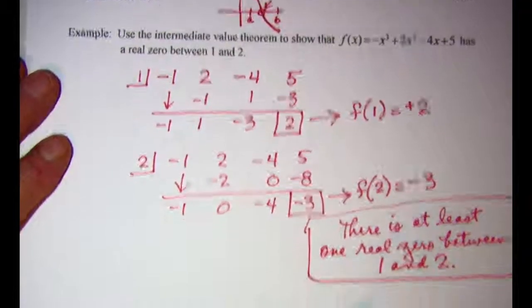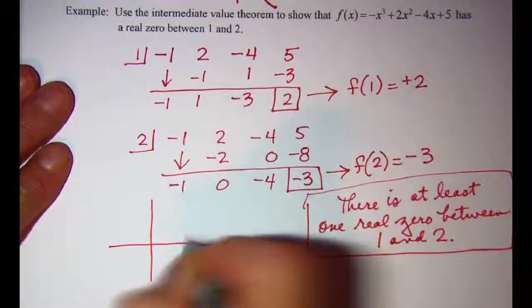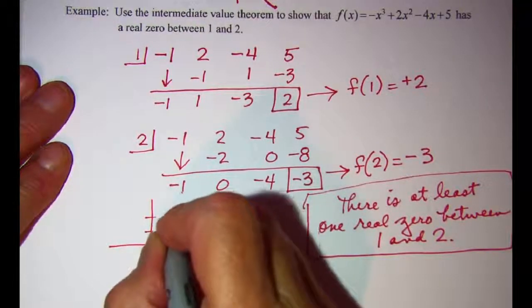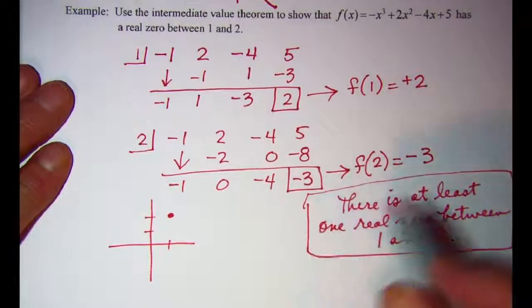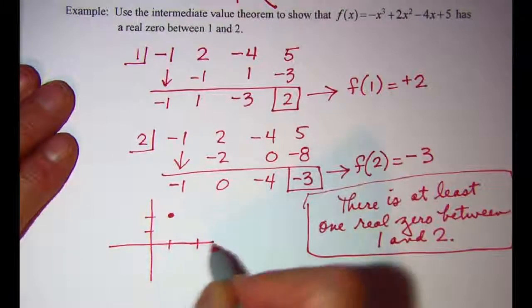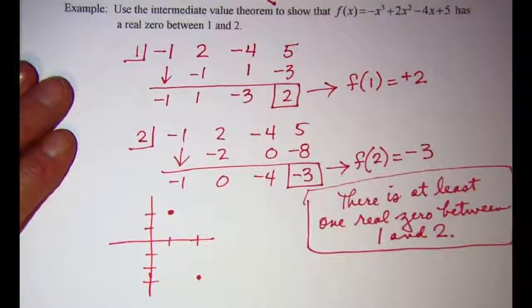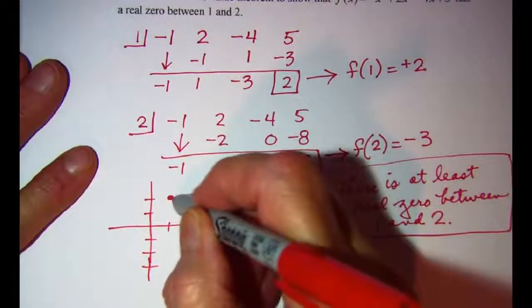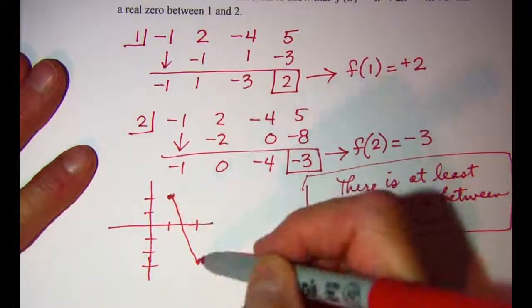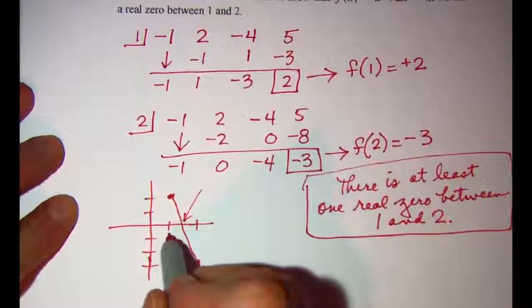And notice we could graph these. f of 1: so when x is 1, y is 2. So that's a point on my graph. And when x is 2, y is negative 3. And that's a point on my graph. So my graph has to go through the axis to get from this point to this point. It will cross the axis somewhere between 1 and 2.